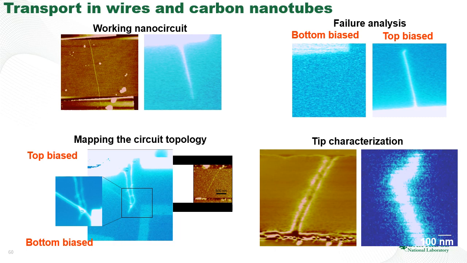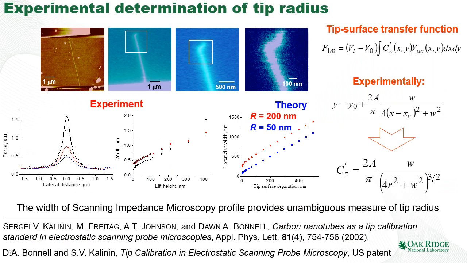And I showed you an example of how we can use this type of information for a good tip in order to actually get the transfer function and spatial resolution of the tip. So this is how it is done. If we zoom in on this broken nanotube, we know that this is under constant bias. We can write down the interaction between the tip and the surface using the convolution of the tip shape, so the probe function, and the surface potential distribution.